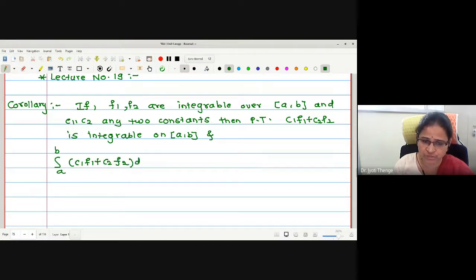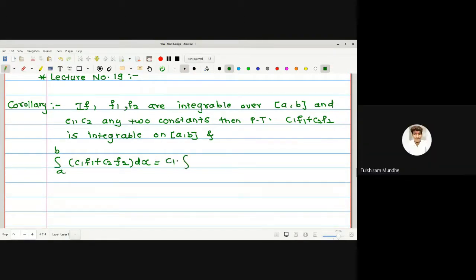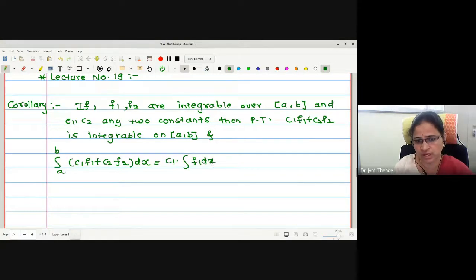We have used it previously, no? How we were writing this? Yes? What should be my right hand side? C1 integrate a to b f1 dx. Very good. C1 integration a to b f1 dx added with c2 times integration a to b f2 dx.